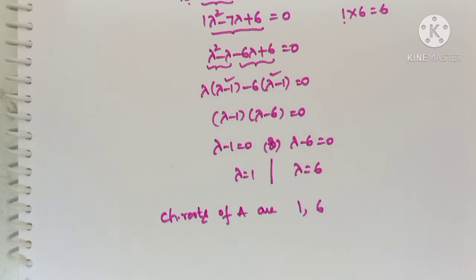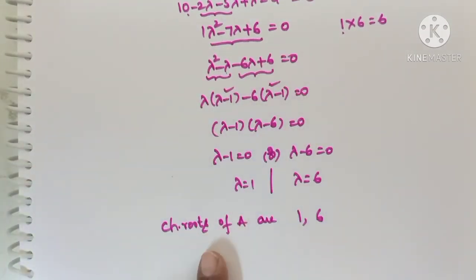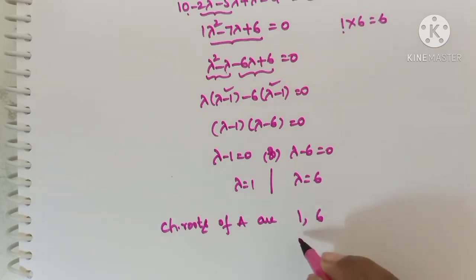In competitive exams, they used to ask us to find a characteristic polynomial or characteristic equation or characteristic roots of A. This is the procedure to find the characteristic roots of A. We call 1 as lambda 1 and 6 as lambda 2. Now we find the characteristic vectors of A corresponding to these characteristic roots.